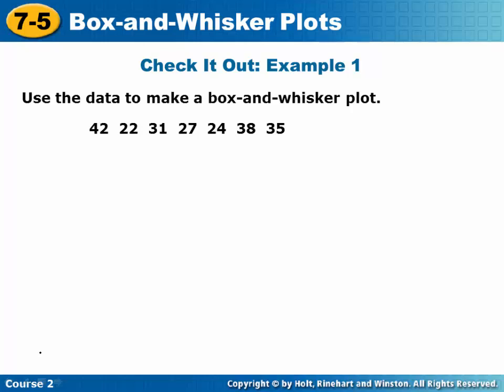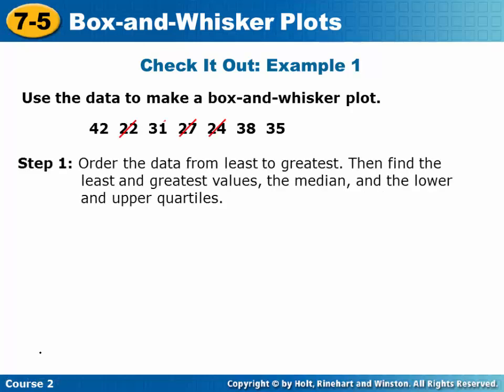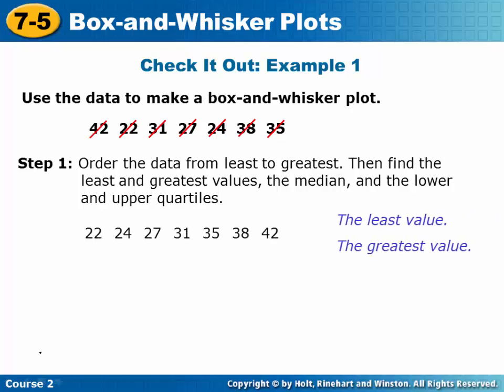Okay, let's see how well you did. All right, so here we go. Step number 1, put your data in order. Then we need to find our smallest value, 22. Then we find our greatest value, 42. Then we're going to find the median. Since it's an odd set of data, it is part of our data set.